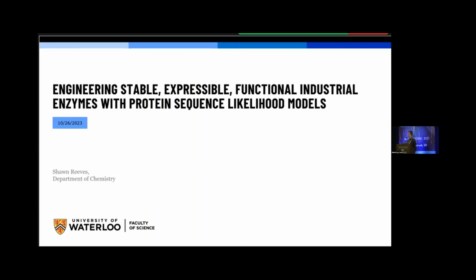I'm Shawn. I'm from the University of Waterloo in Canada. And today I'll be talking about a new type of approach to engineer improved enzymes for thermostability so that they can be used in industrial applications, for example, carbon capture.